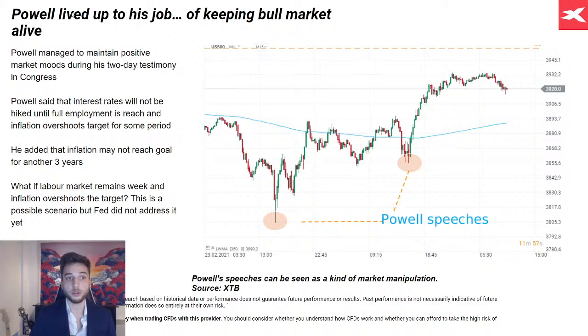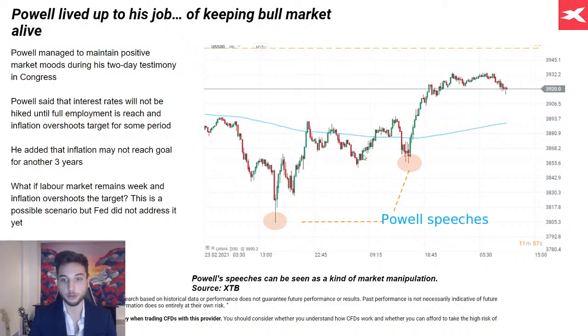But Powell lived up to his job last time of keeping a bull market alive, so let's see what he does today. This is a chart on the X station where you can see the US 500 on the 15-minute time frame. The US 500 is the S&P, of course. So Powell managed to maintain positive market moves during his 2-day testimony in Congress. So you see the first testimony is here on the orange circle. And then the markets receive this boost.